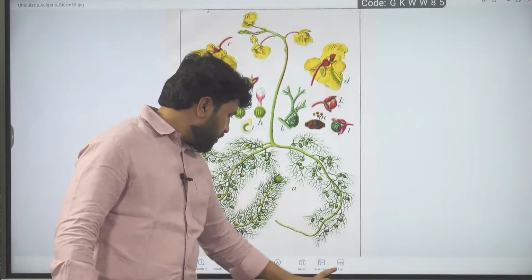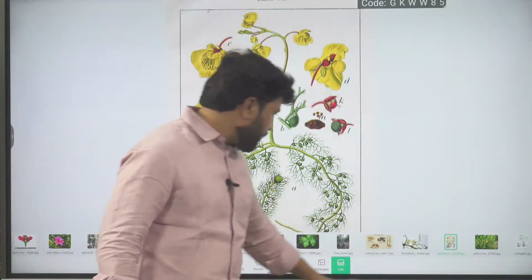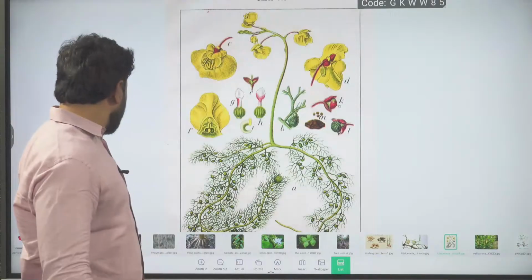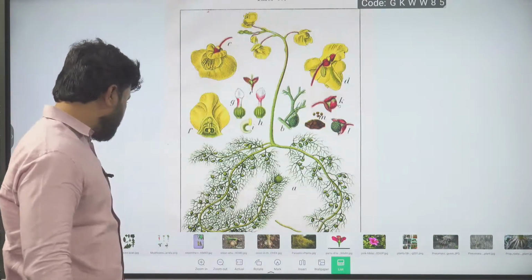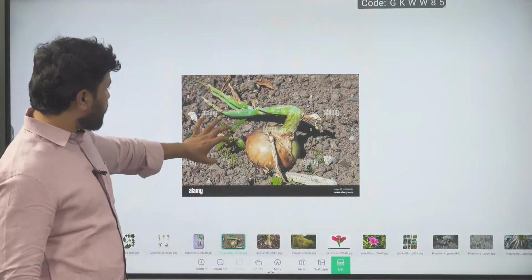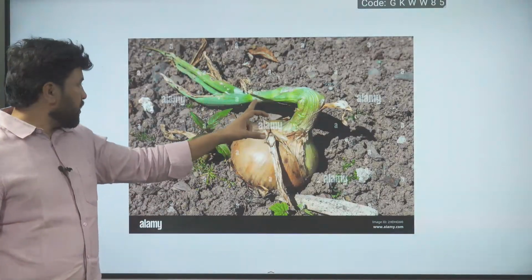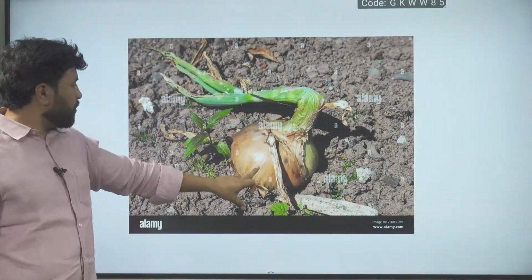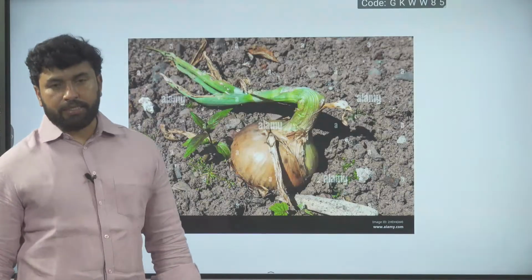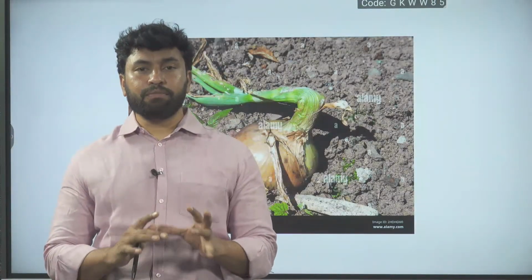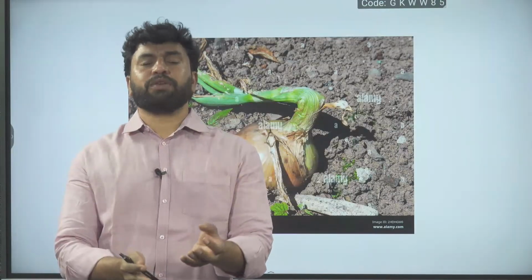Next one, the well-known storage variety of leaf, onion. You take the onion, the greenish part is called leaf petiole. The swollen part is nothing but leaf base. In the case of onion, there is storage of food in the leaf base. Like that, various things we observe.